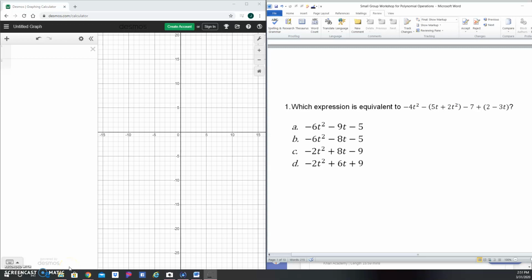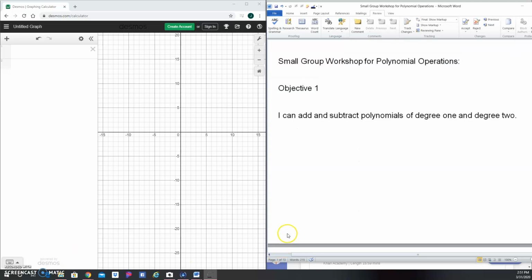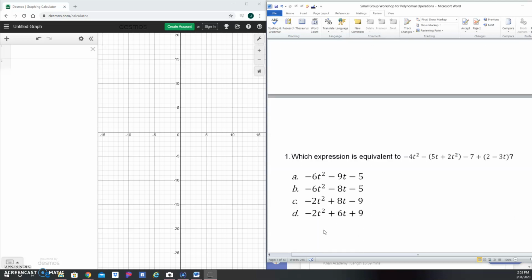Hello everyone. Our workshop for today is on polynomial operations. So let's begin. Our first objective is that I can add and subtract polynomials of degree 1 and degree 2. So let us have our first example.